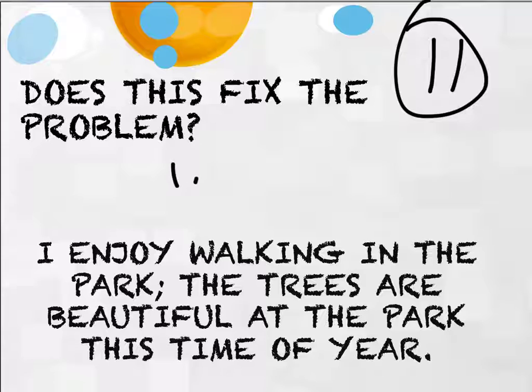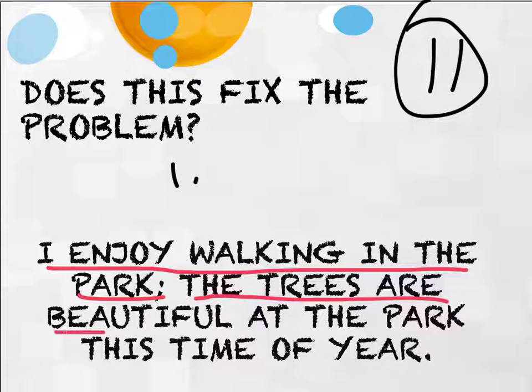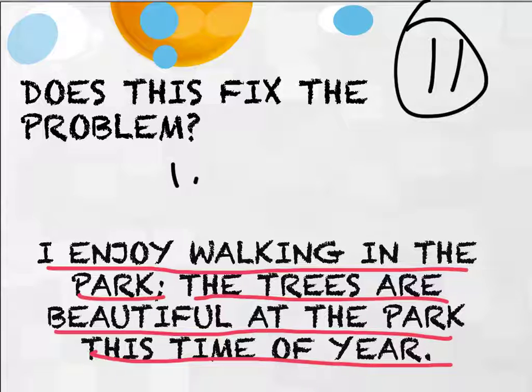Rule number 1, the two ideas have to be complete ideas that could stand on their own. Let's check that. I enjoy walking in the park. That's a complete idea that could stand on its own. The trees are beautiful at the park this time of year. That's a complete idea that could stand on its own, so it follows rule number 1.